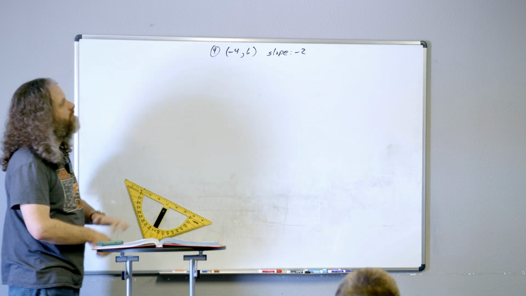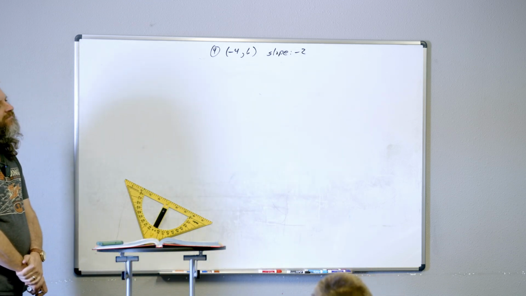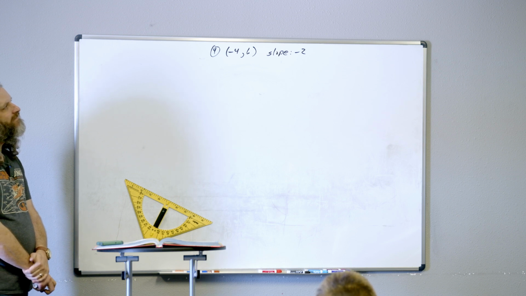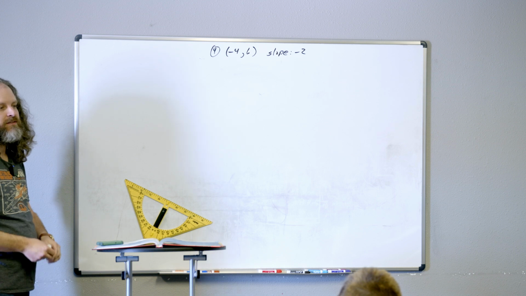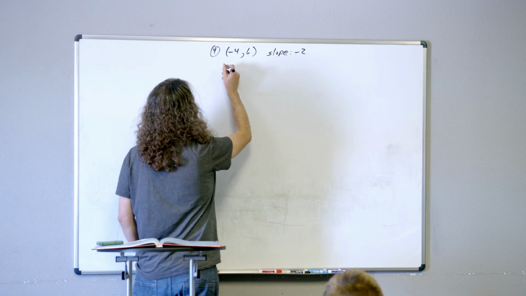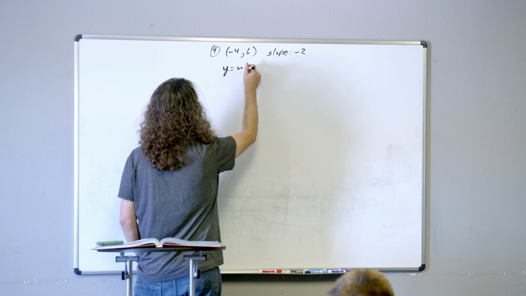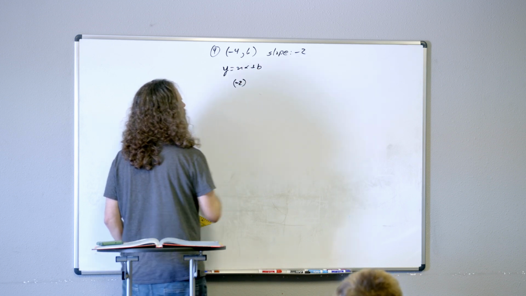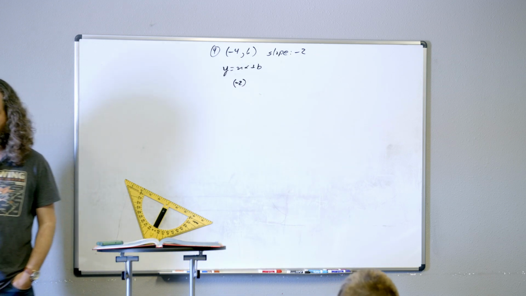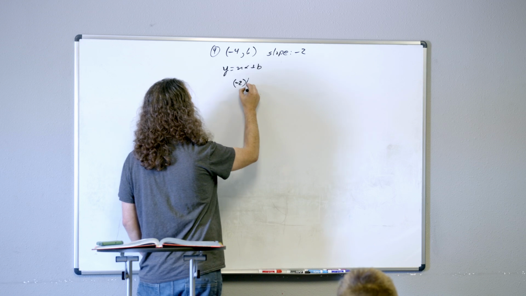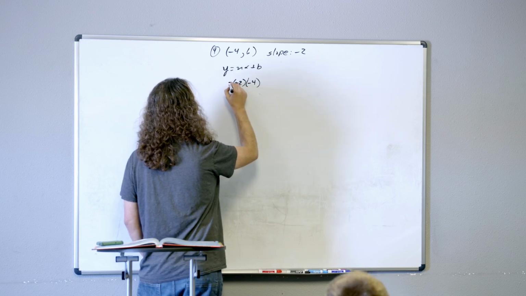So, what do we do? We replace the slope with negative 2. Not the b. The m is the slope. So it's y equals mx plus b, right? And you're putting a negative 2 right here. I like that plan. What else are we going to do? Negative 4 for x. And the 6 for y.